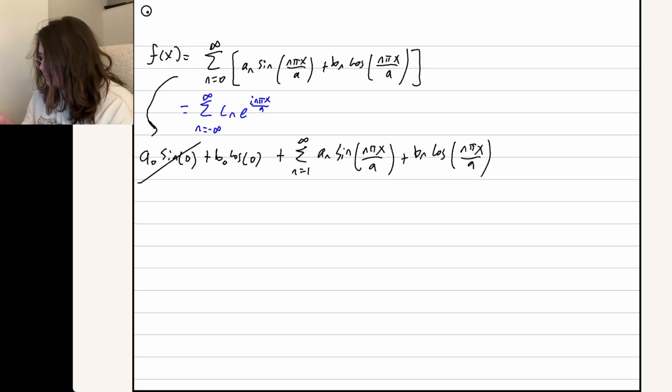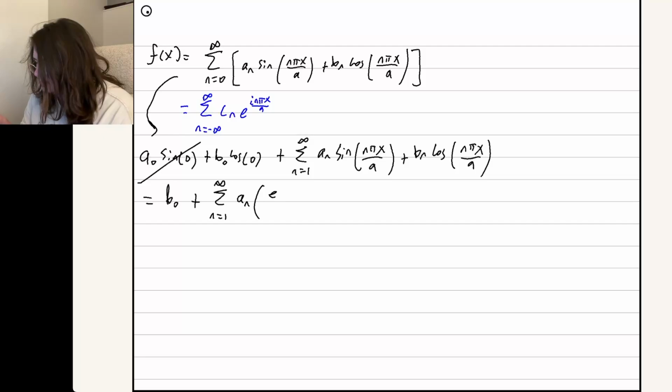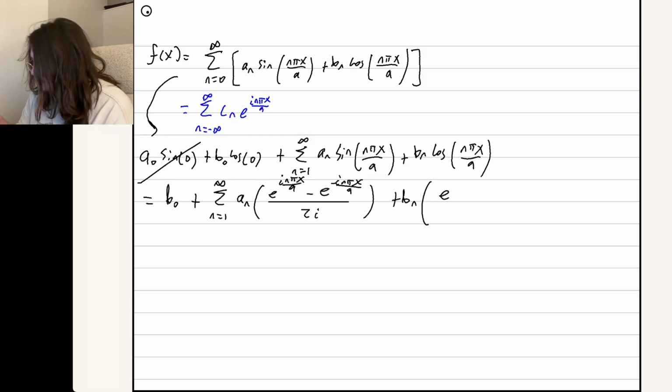And we can also expand the sine and cosine functions using the exponential definitions of those. We'll have a(n), and then this is going to be e to the i n pi x over a minus e to the minus i n pi x over a, all over 2i. And the same thing for cosine, we'll expand it into the exponential form like this. And this is going to be over 2.